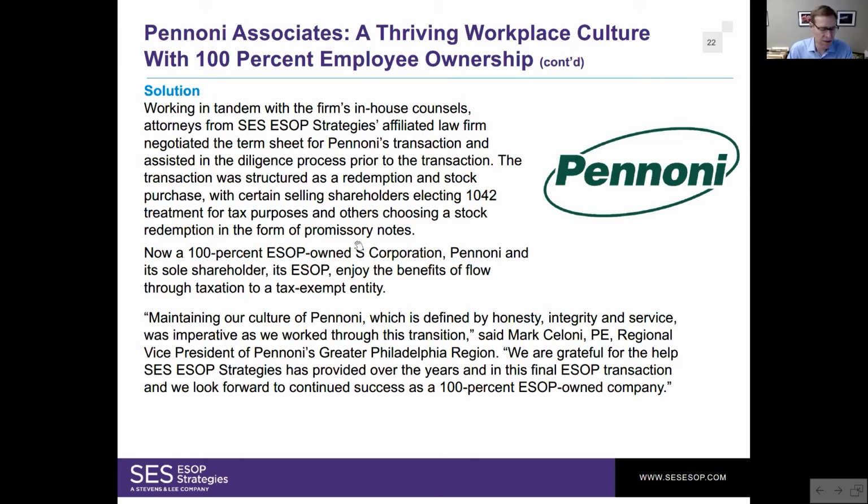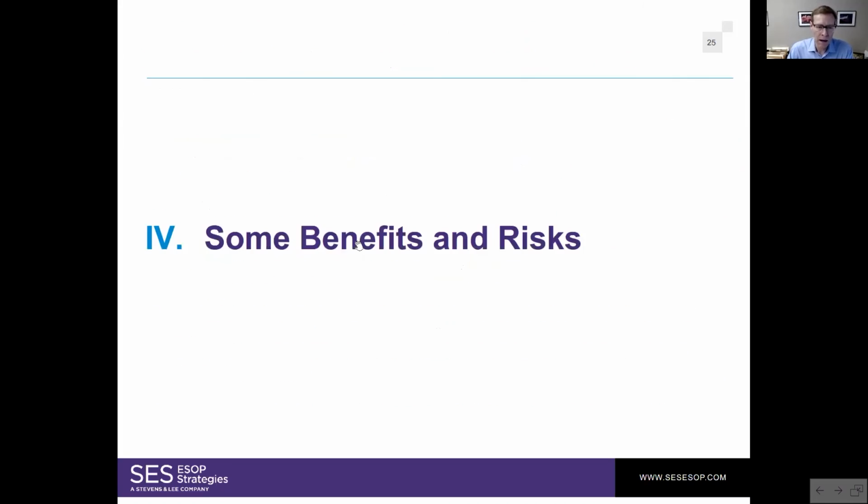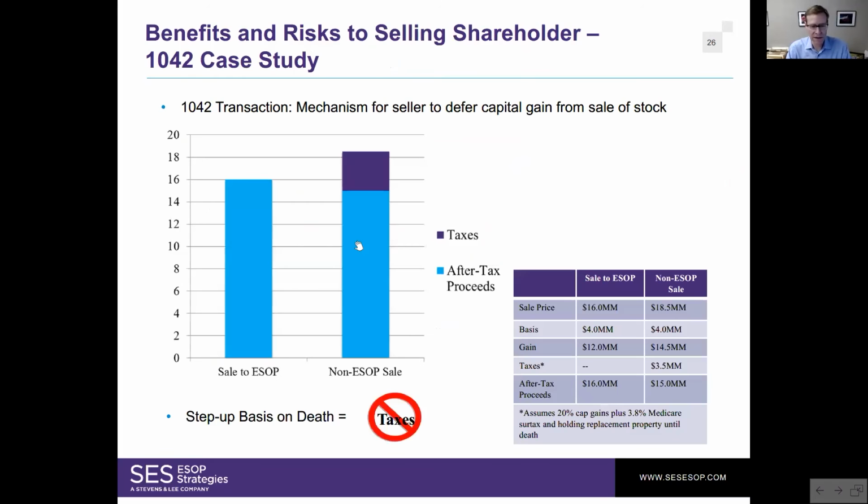I know these slides are going to be circulated to the whole group when we're done, so you can read about some case studies, some clients in our own neck of the woods here who have done ESOP transactions very successfully. But I want to touch on a couple other tax benefits that may be important to some of you.